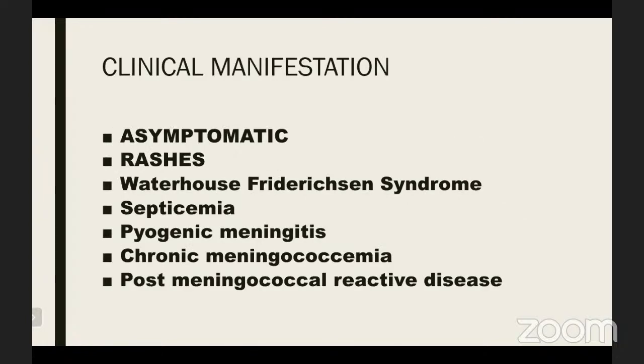Clinical manifestation. Most of the cases are asymptomatic, and rash is seen in 80% of cases. Waterhouse-Friderichsen syndrome is one of the severe forms of fulminant meningococcemia. It is characterized by purpuric rashes, shock, and adrenal hemorrhage, in which multiple organ failure will be there. Septicemia is seen. Pyogenic meningitis will affect mainly children from age 3 to 5 years. Chronic meningococcemia is a rare condition in which rash, fever, arthritis, and splenomegaly are seen.